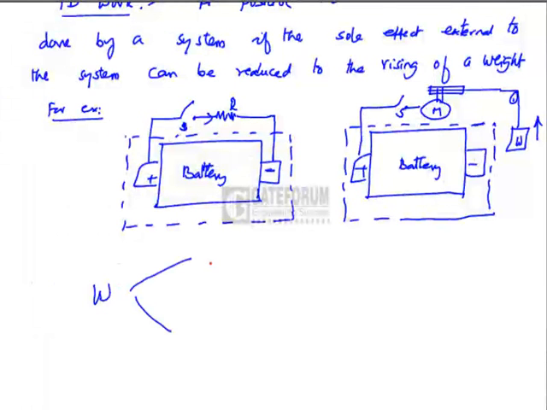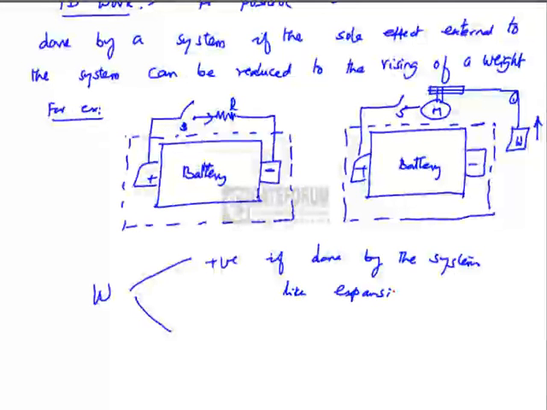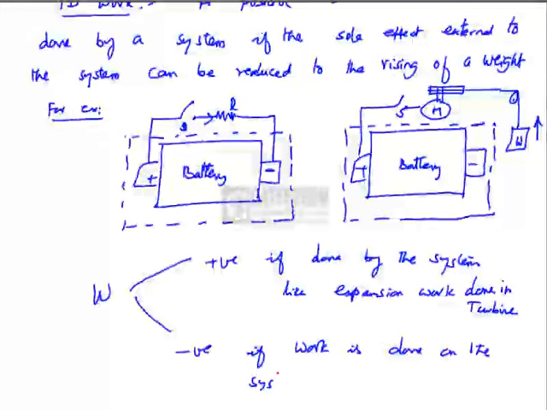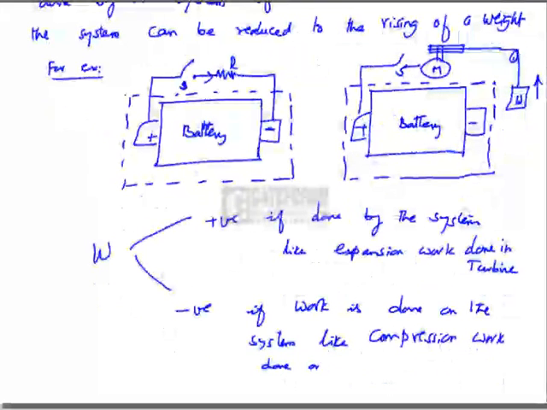Work has two sign conventions, namely positive if done by the system, like expansion work done in the turbine by the fluid, and negative if work is done on the system, like compression work done on air in a compressor or blower.